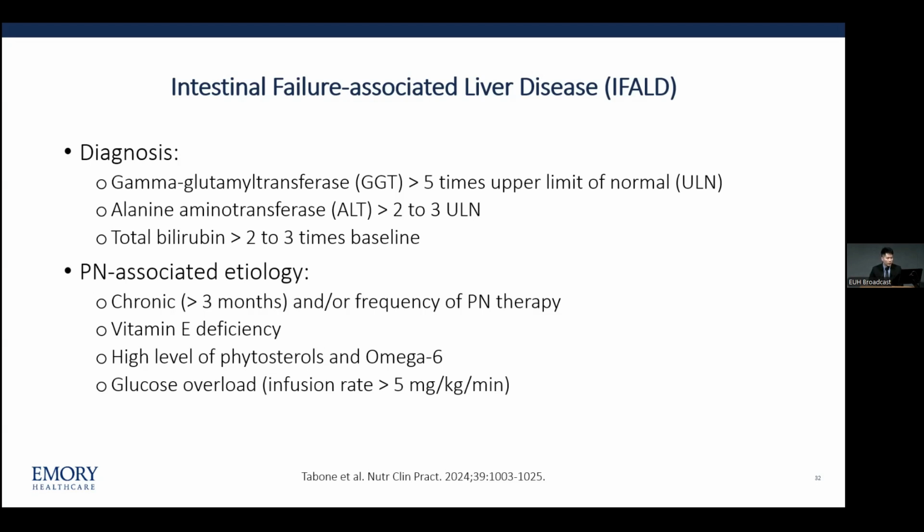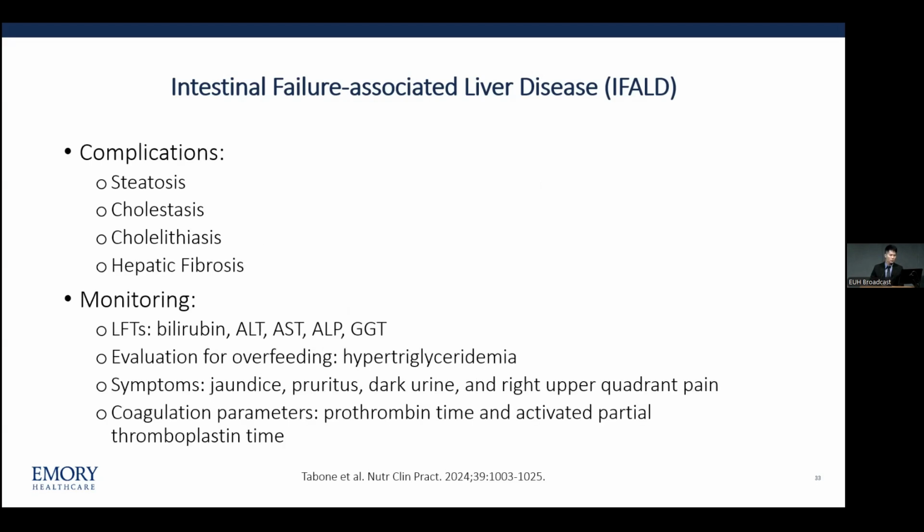PN-associated etiology would include chronic PN use for more than 3 months and high frequency of PN therapy, vitamin E deficiency, high level of phytosterol and omega-6, and glucose infusion overload greater than 5 milligrams per kilogram per minute. IFALD complications include steatosis, cholestasis, cholelithiasis, and hepatic fibrosis.